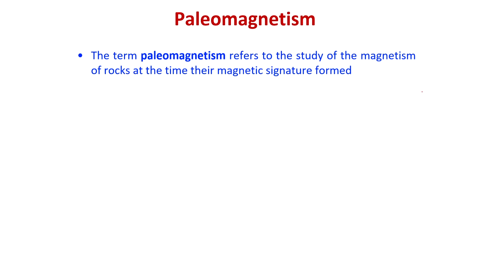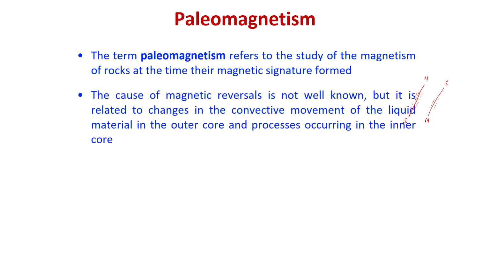For example, if this is north and this is south, all magnetic minerals will be aligned in this direction with the north. But if this changes, then the alignment is different, with this north and south. This reversal was identified close to the spreading centers. The cause of magnetic reversal is not known.